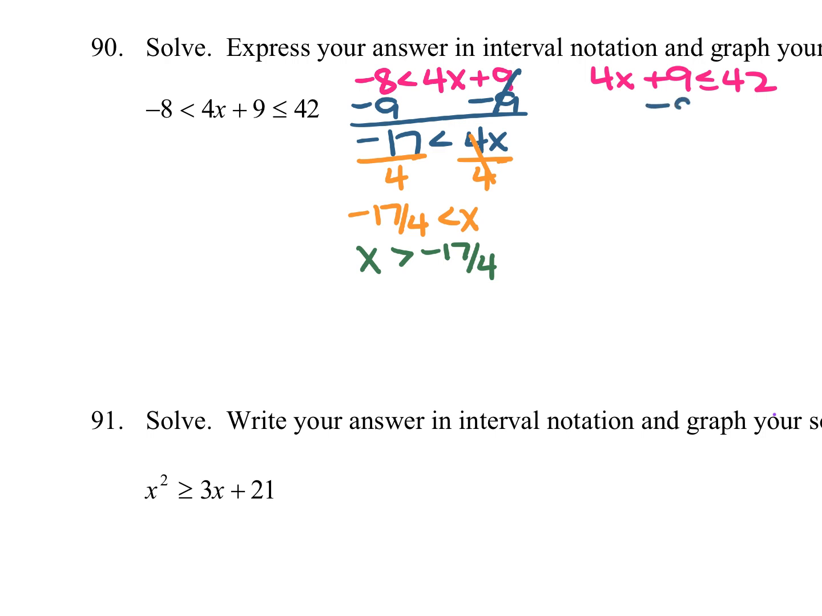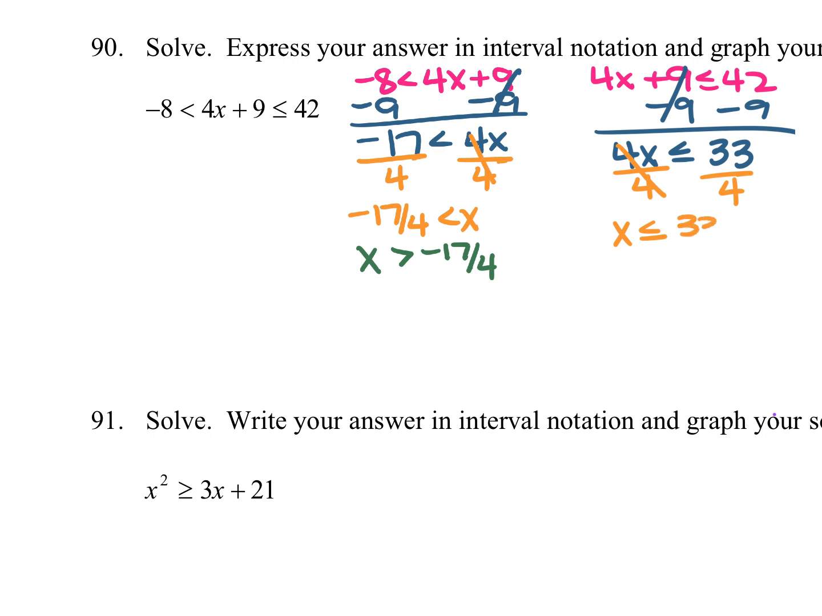For the other one, we're moving the 9 over first. This gives us 4x is less than or equal to 33. Then we divide each side by the 4, and that gives us x is less than or equal to 33 over 4.